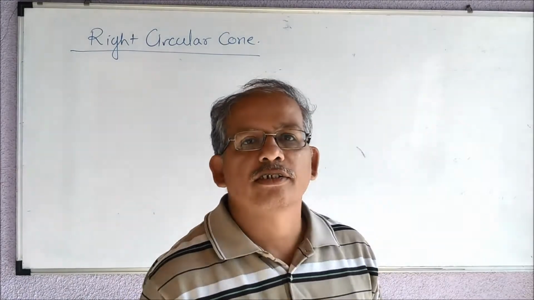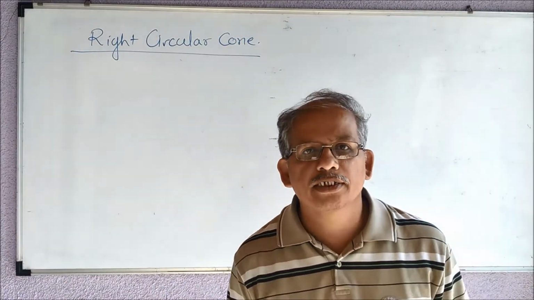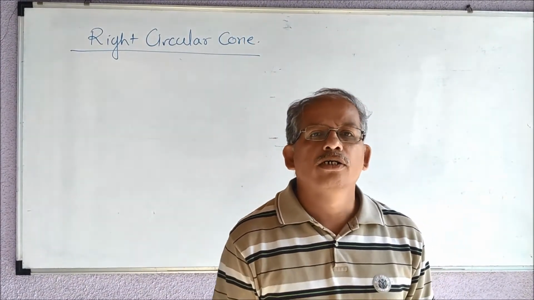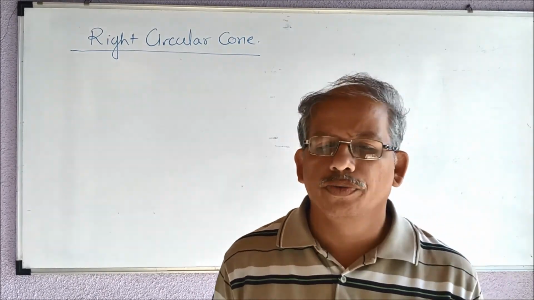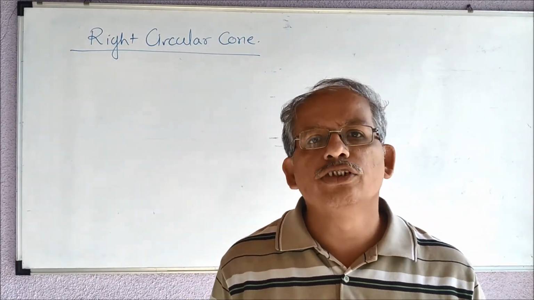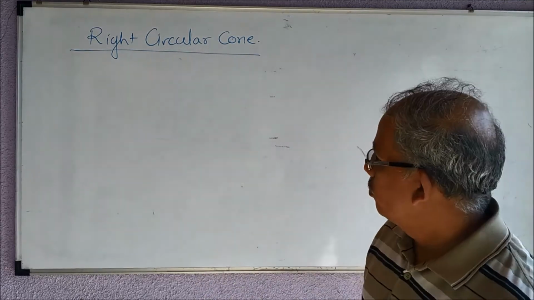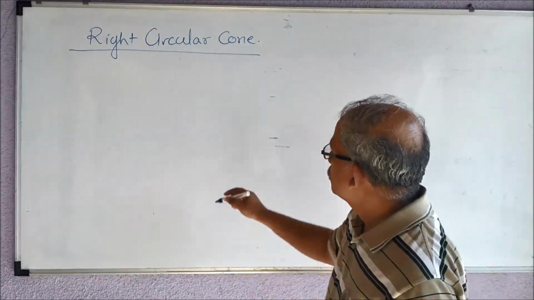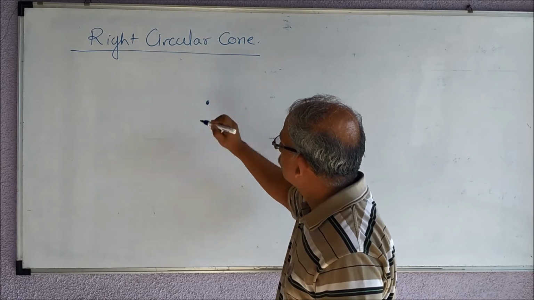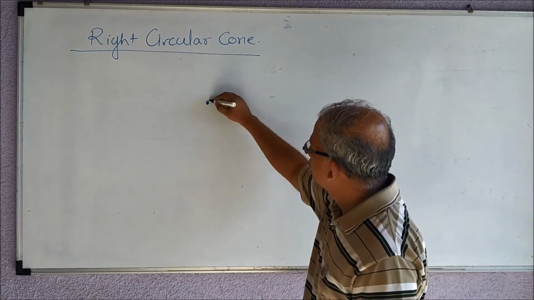Hello friends. Today let us take this geometrical object called a right circular cone. Basically, how will you generate this? It starts with a vertex. So let us say this is a vertex.